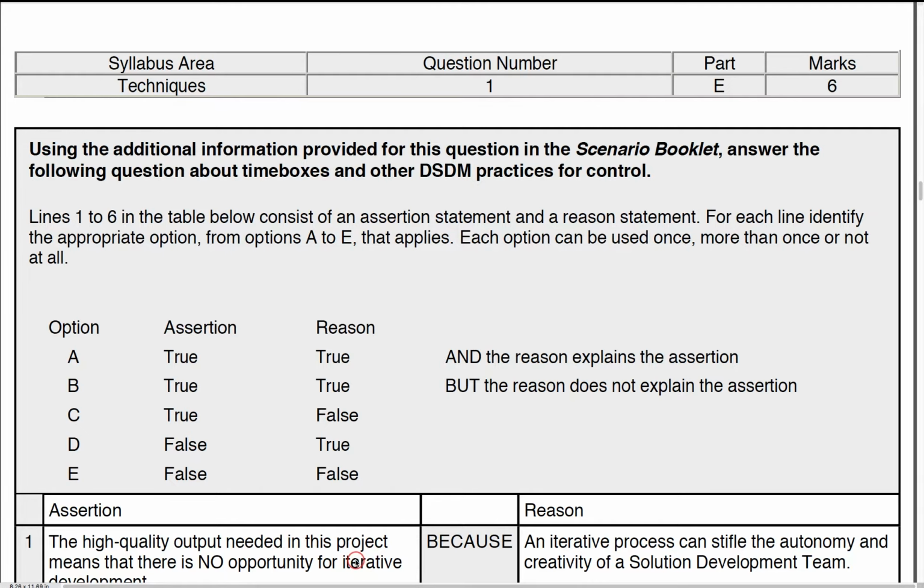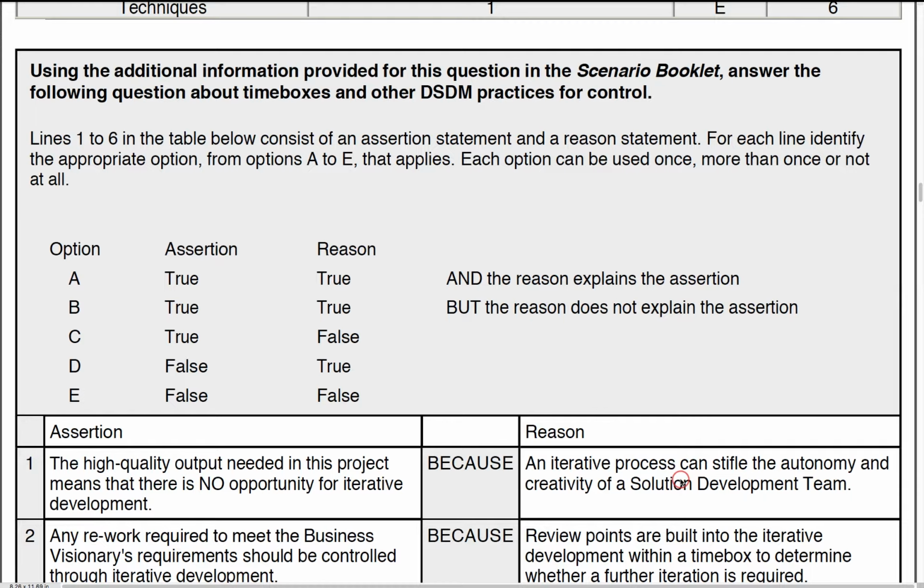After which, if either or both are considered false, we pick out the letter C, D, or E. If both are true, then we need to decide whether the reason explains the assertion, which we put the letter A if it does, but if it does not, we use the letter B. So we'll look at that again in a moment.